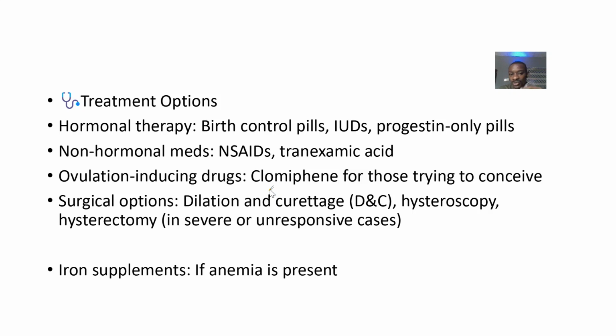So these are all the possible treatment options you might actually want to employ. So hormonal therapies, non-hormonal medications like NSAIDs to deal with anything inflammation, cervicitis, vaginitis, salpingitis. Then ovulation inducing drugs. Then surgical options, right? Hysteroscopy, hysterectomy, dilation and curettage, and all of that. Then if she has lost so much blood that you are suspecting anemia, they have to now replace iron. Okay.